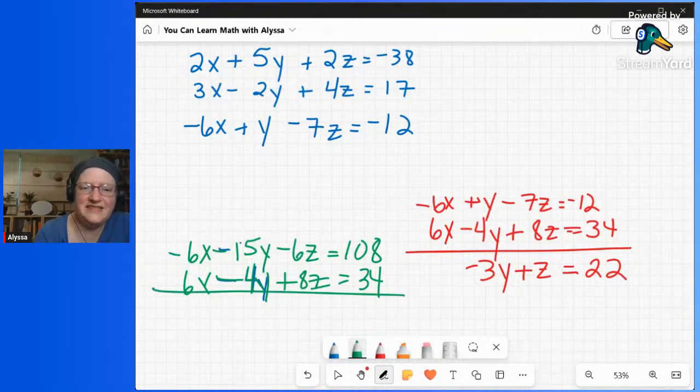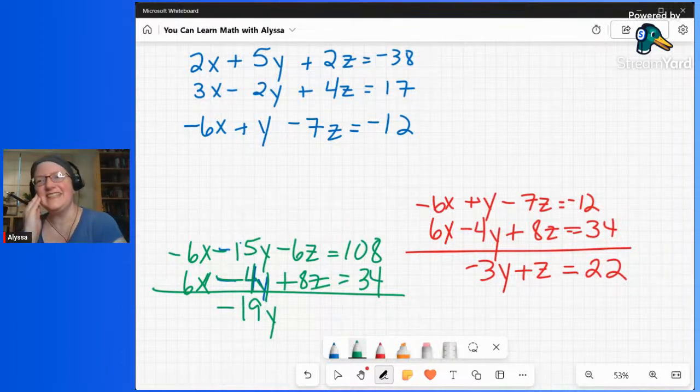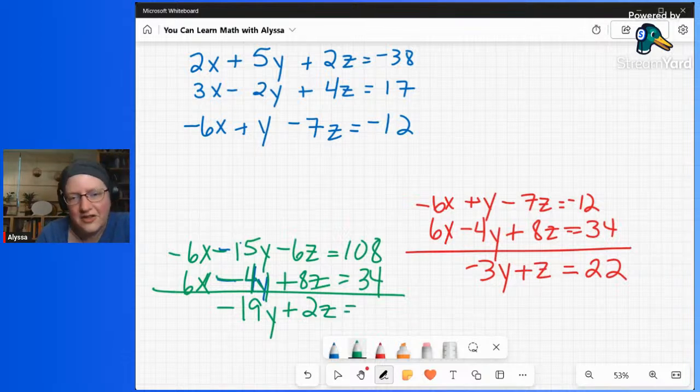Then when we add these together, the x's cancel out. Negative 15y and negative 4y is negative 19y. Negative 6z plus 8z is positive 2z. And 108 and 34 is 142. Oh, Lordy, am I hoping I didn't make a mistake somewhere in there.